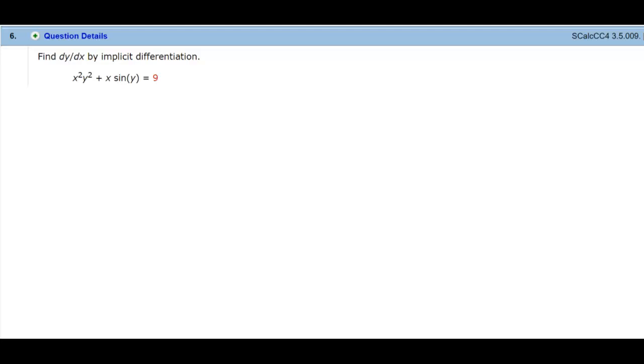Here we want to find the derivative by implicit differentiation. So we're going to take the derivative of both sides of the equation. So we're going to take the derivative with respect to x of x squared y squared plus x times the sine of y, and that's going to equal the derivative with respect to x of the constant 9.